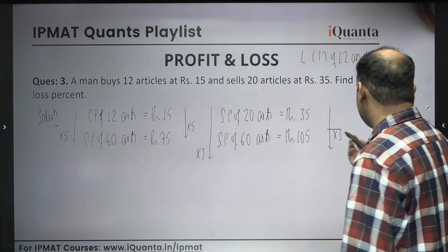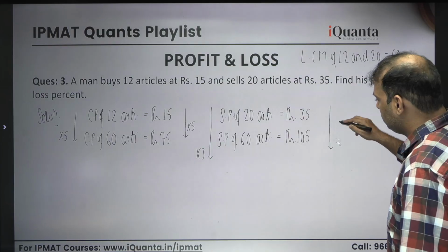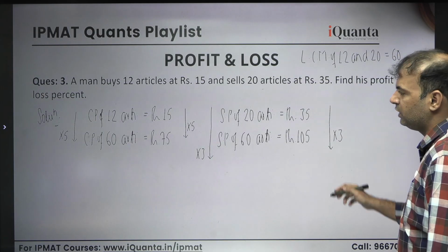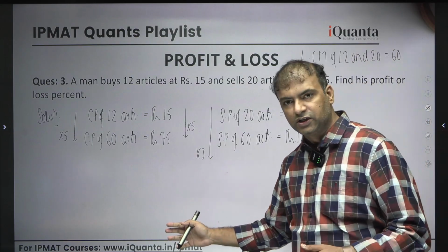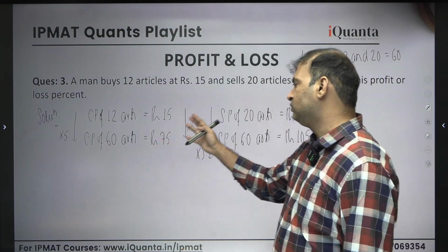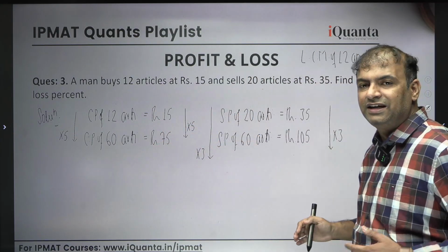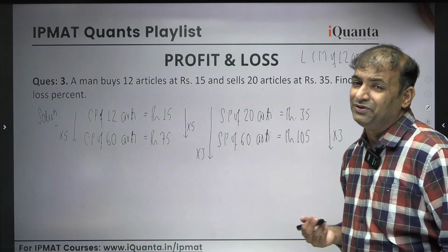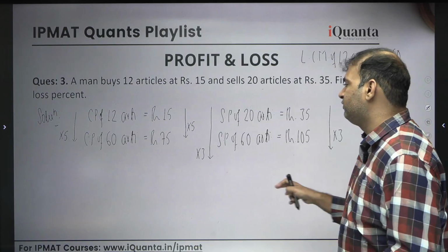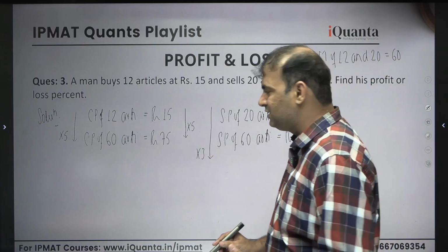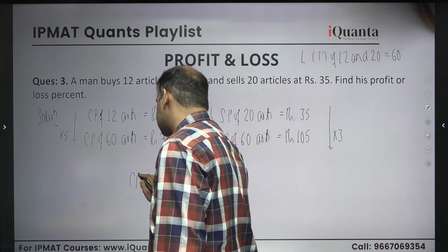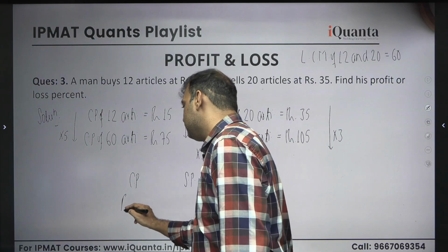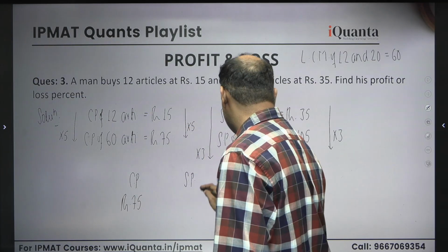So finally we have the data, I mean to say finally we have the cost price and selling price of the equal number of articles, all right? Cost price of 60 we know, the selling price also of 60 articles we know, and now we can compare and now we can find the profit or loss percentage. Obviously this is profit because selling price is more than the cost price, right? Now let us find the profit percentage, all right? The cost price of 60 articles will be 75 and the selling price is rupees 105.